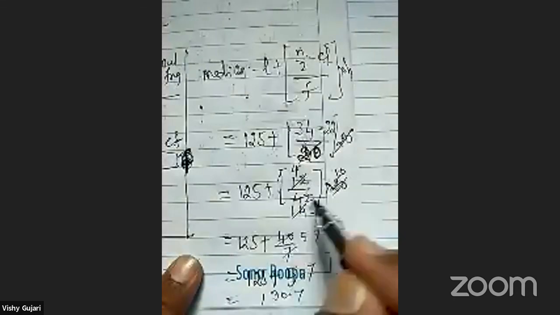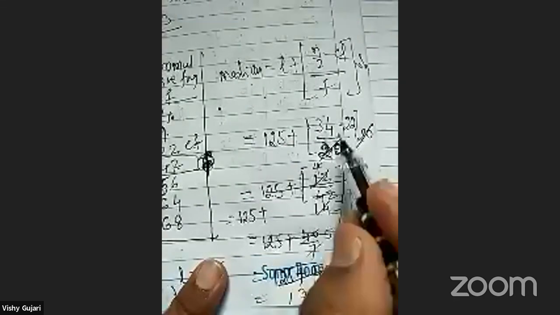125 plus 34 minus 22 is equal to 12. This you are not getting at all. 125 plus 12 will become 137. You do this calculation once again. 137 you are getting as the answer.